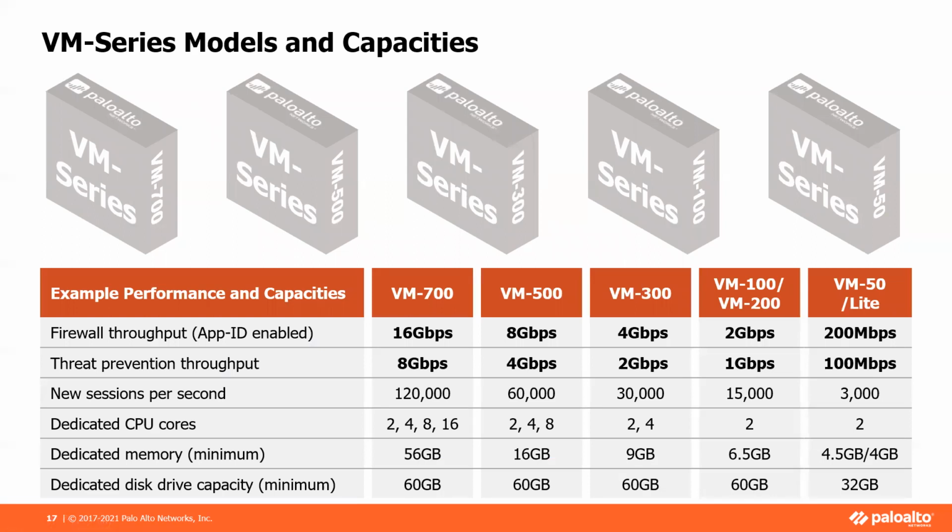The only thing that really changes is how many cores are running in the background, which means how many packets it can dedicate and send through at the same time. So a VM50 is capable of doing 200 meg worth of throughput and threat prevention at 100 meg. So even though you have a gig port, right, it can only analyze enough traffic in that particular virtual machine to do 200 meg worth of throughput, which is pretty good. 200 meg worth of throughput is pretty fast.